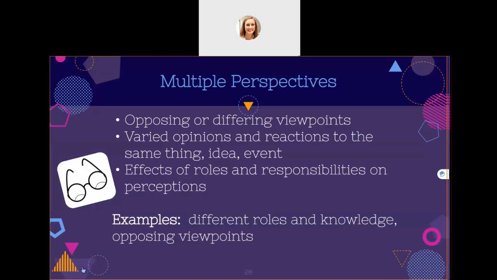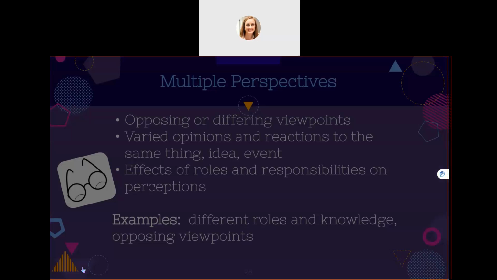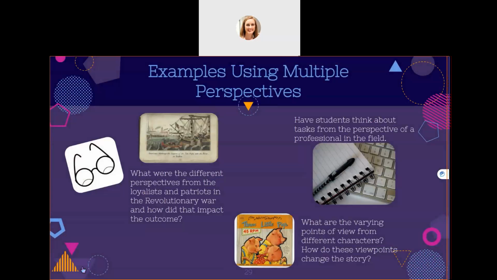Multiple perspectives is represented by the eyeglasses, and it focuses on opposing or differing viewpoints, varied opinions or reactions to the same thing, idea, or event, and effects of roles and responsibilities on perceptions. Some examples are different roles and knowledge and opposing viewpoints. So some examples of using multiple perspectives: you may have students think about the different perspectives of the Loyalists and the Patriots in the Revolutionary War, and how that impacted the outcome of the war.